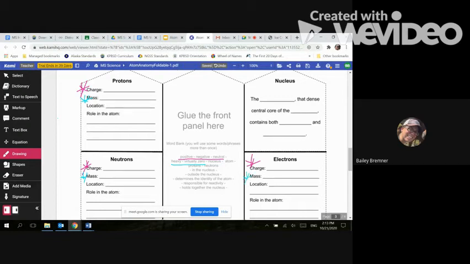So where are they located? Are they inside the atom arcade or are they on the outside on the streets? Your options are in the nucleus or outside the nucleus. Think about the nucleus as the arcade, it's the middle. The outside of the nucleus would be the roads on the outside. So that's going to be your options for location.